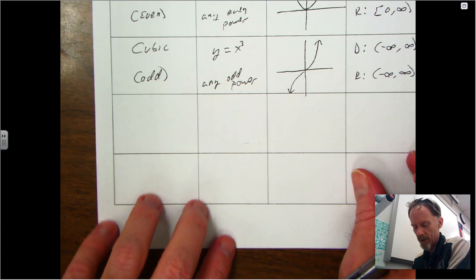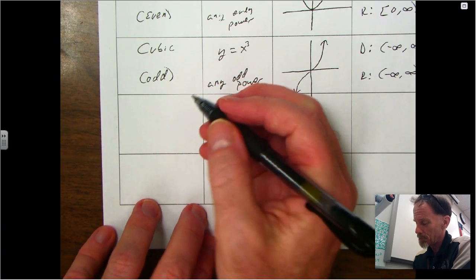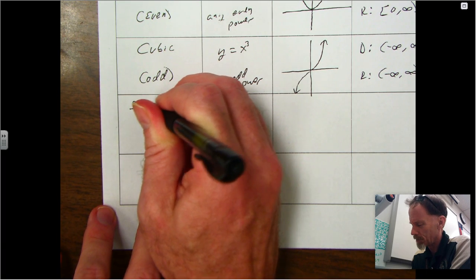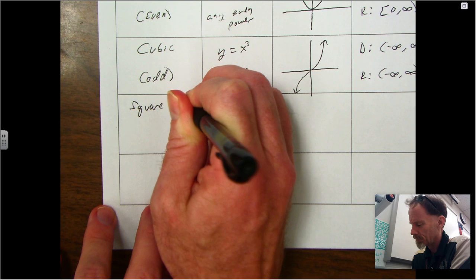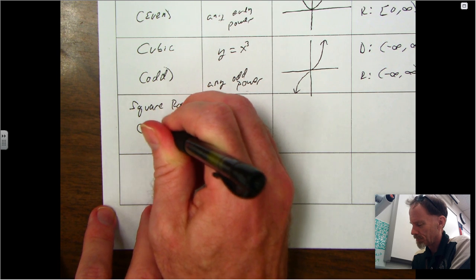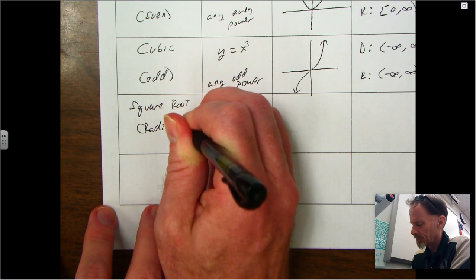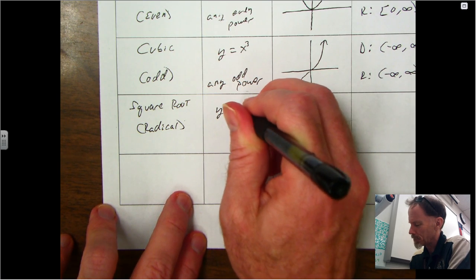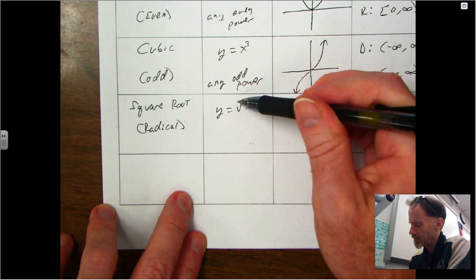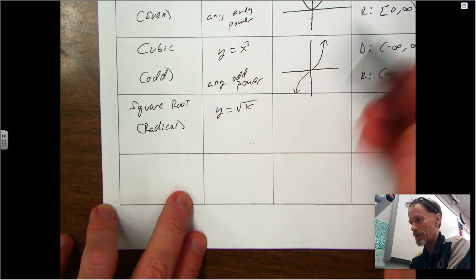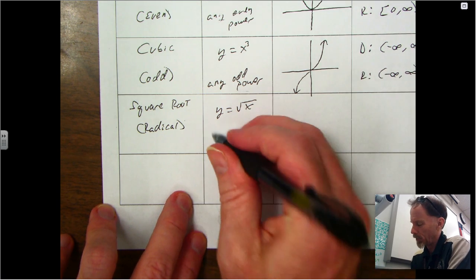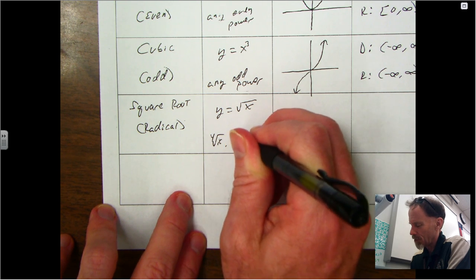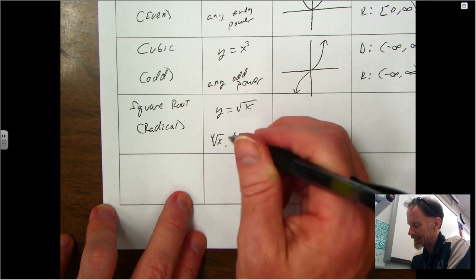The next one we're going to talk about is, again, I'm going to give you two names. The square root is also called the radical. So the square root function. And of course, we know that that looks like y equals root x. And again, if this little index here is even, like it could be the fourth root of x, or it could be the sixth root of x, something like that. It's all the same thing. So anytime that index is even.